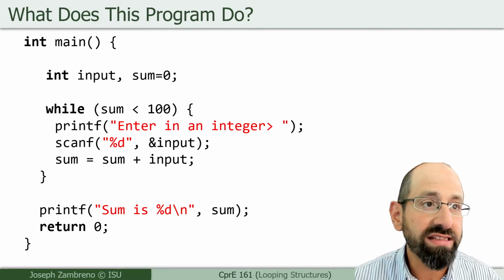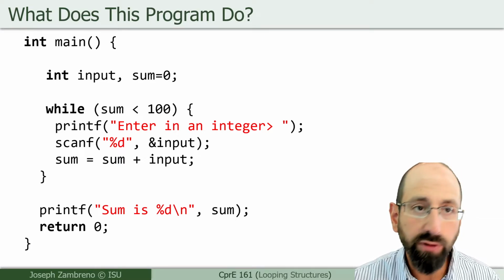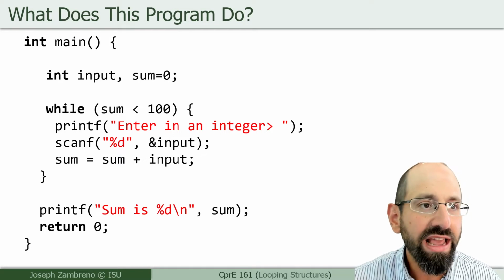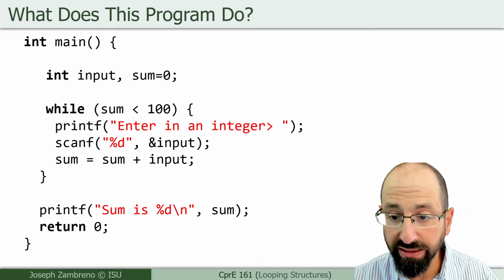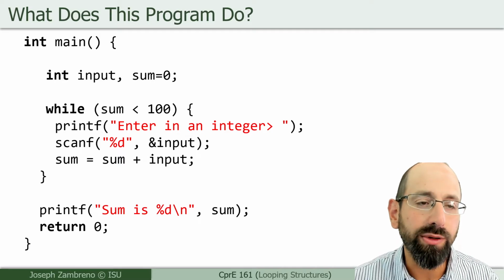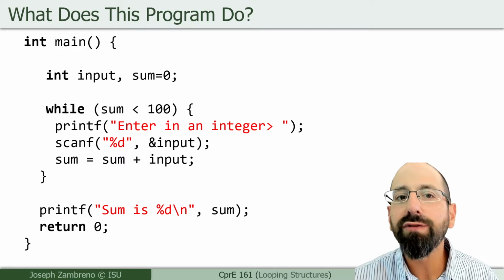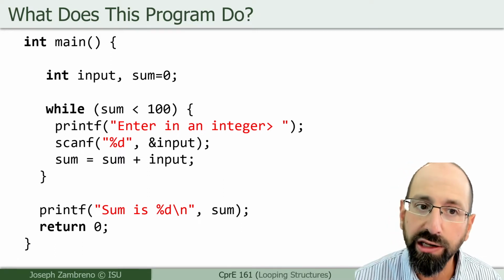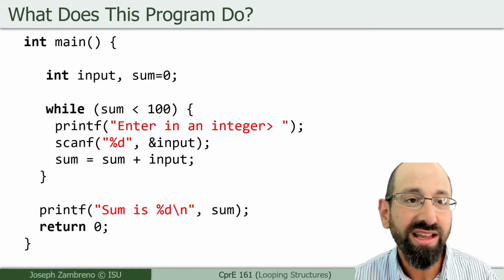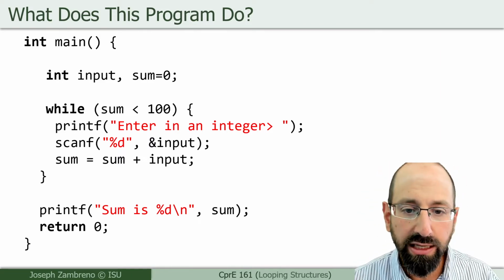While the sum is less than 0, and it certainly starts off less than 0, printf, our print scan prompt here, says enter an integer. We read in an integer, and then take the value of sum as currently stored and add the value of that inputted variable. So this is a running sum. We're going to keep inputting integers until eventually the sum of all those integers is greater than or equal to 100. If it never gets greater than or equal to 100, we'll stay within this loop.